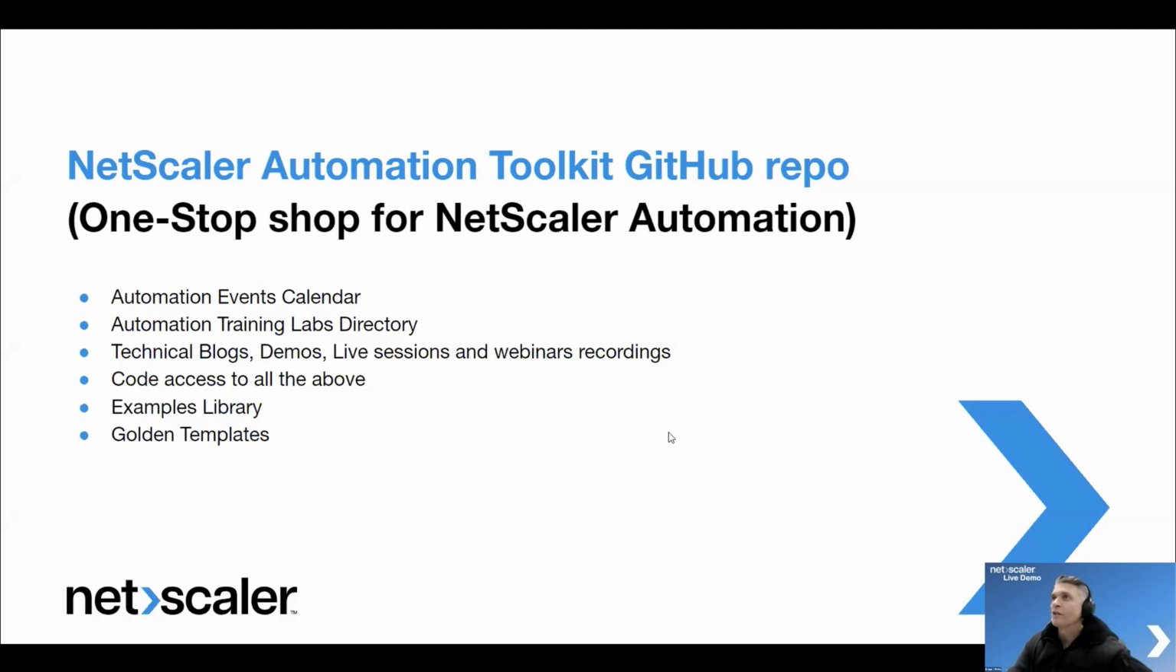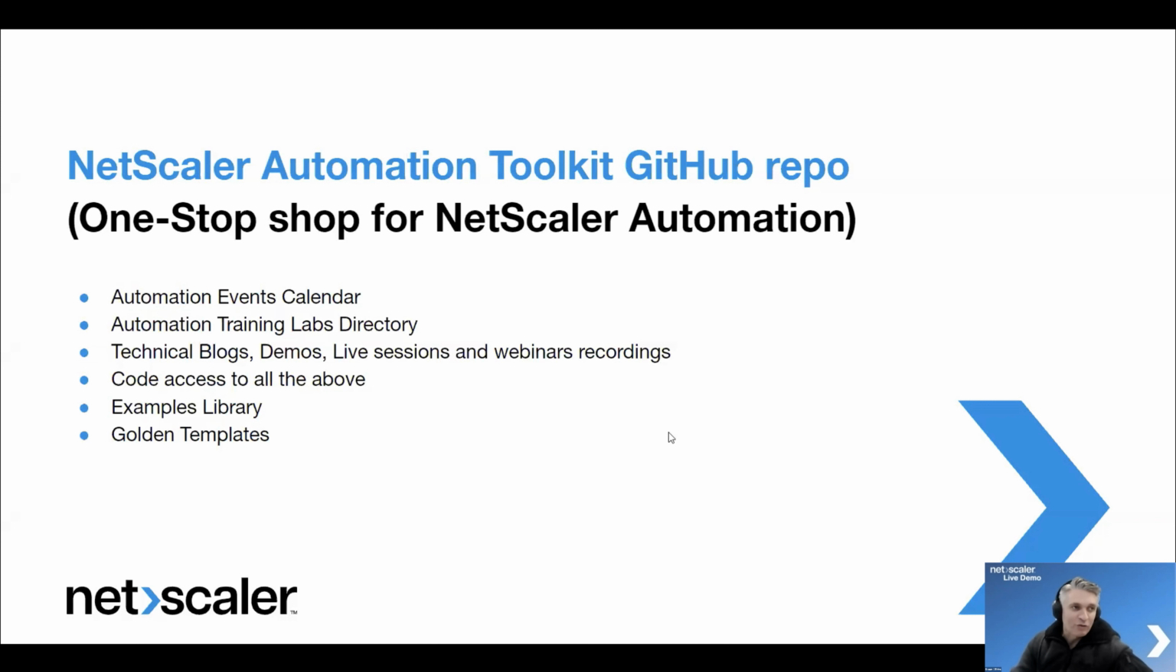Brilliant. So let's move along. We do have the automation toolkit GitHub repository. There'll be a link to that coming up. Konstantinos, I think, also had the QR link for that earlier on. There you will get any automation events we're running. There's a training lab directory, so a list of labs that we have for you. Any blogs that we write will be there, and obviously code examples of everything that we've been doing.